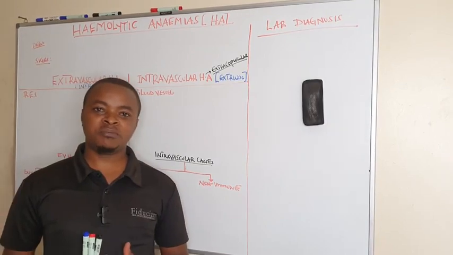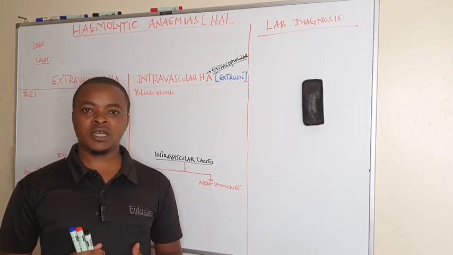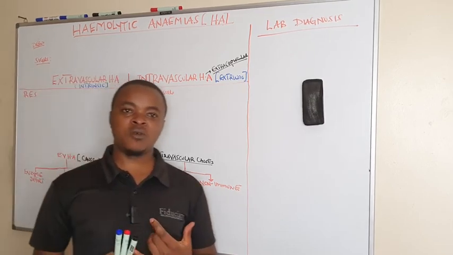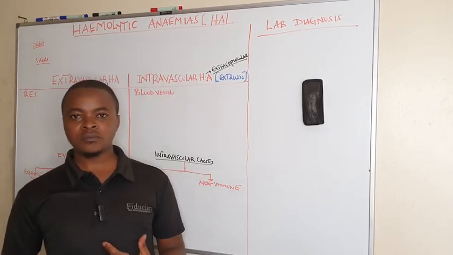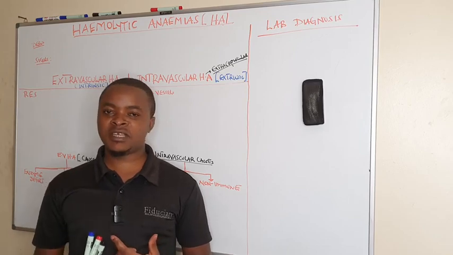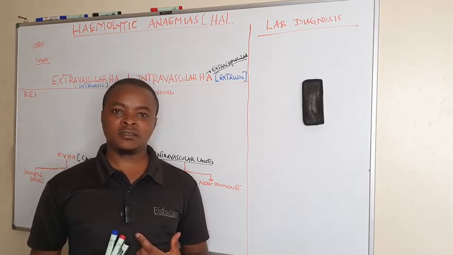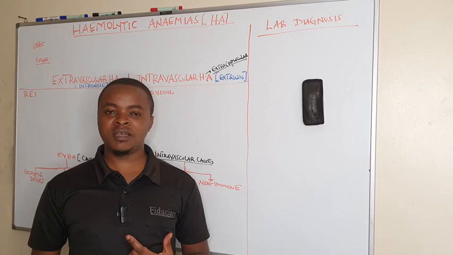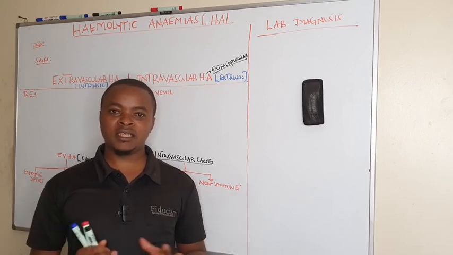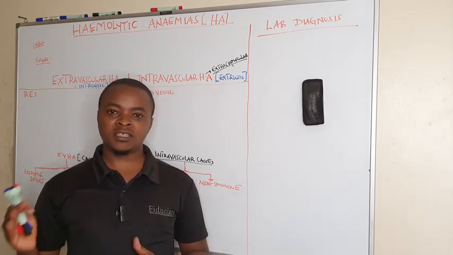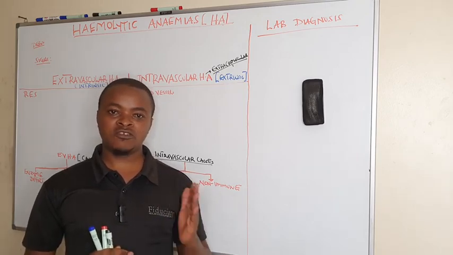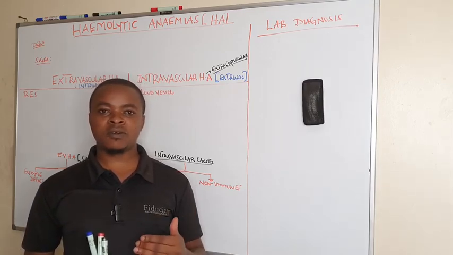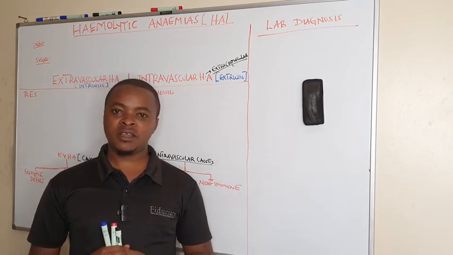In today's lecture at Medical Sciences, we want to look at hemolytic anemias. After defining what hemolytic anemias are, which is part of the classification of anemia, we are going to look at the causes, signs, and symptoms of hemolytic anemias. Then we look at the classification, whereby it is categorized into intravascular and extravascular. Then afterwards, we shall look at the lab diagnosis.